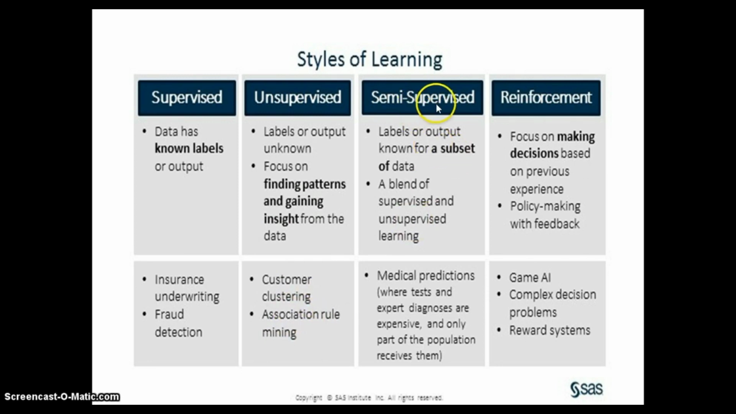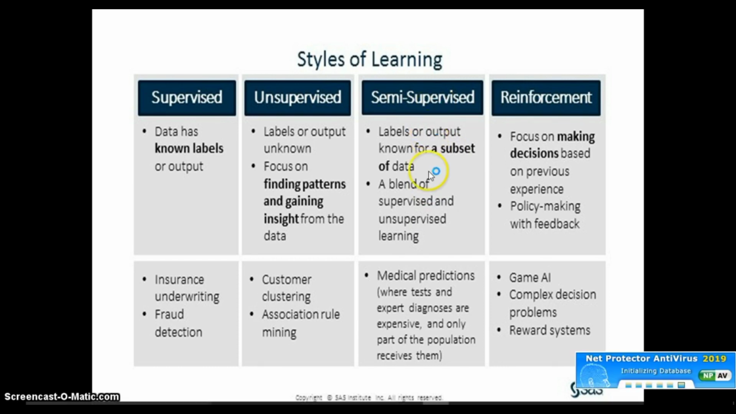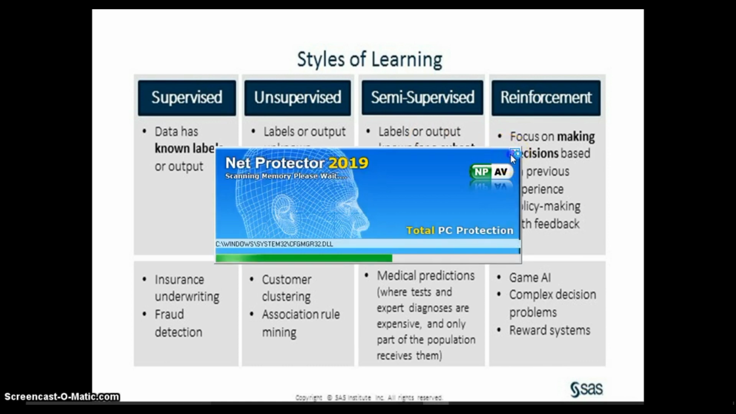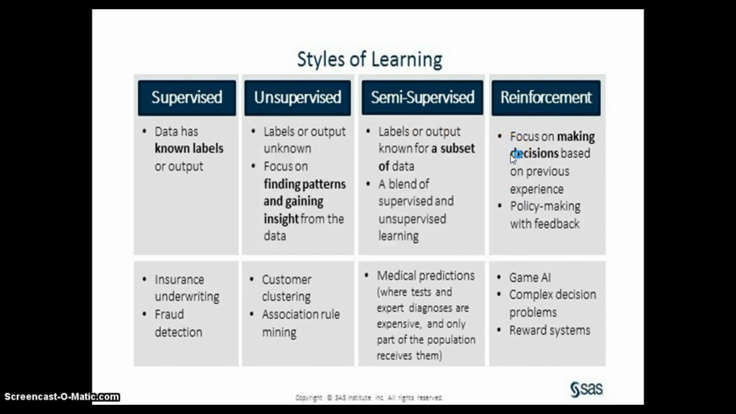Next is semi-supervised learning. Here the labels or output are known for a subset of data, and it is a blend of supervised and unsupervised learning. It is a combination of both. Some of the data is labeled, some of the data is unlabeled, so the output is also known for a subset of the data. It is used in medical prediction, where tests and expert diagnosis are expensive and only part of the population receives them.